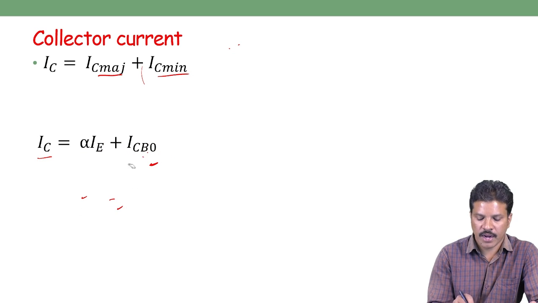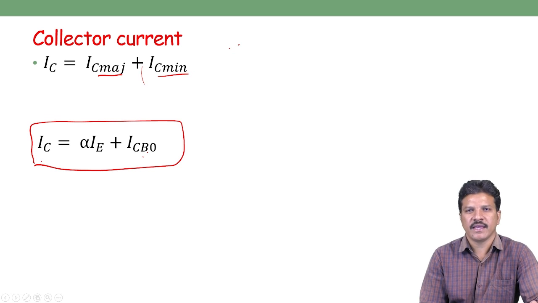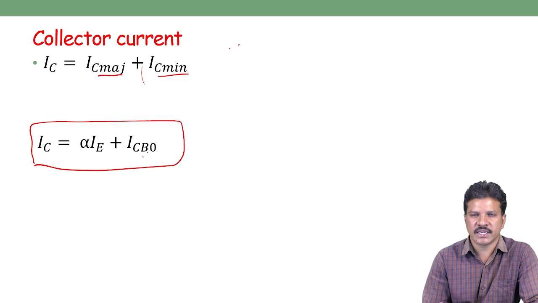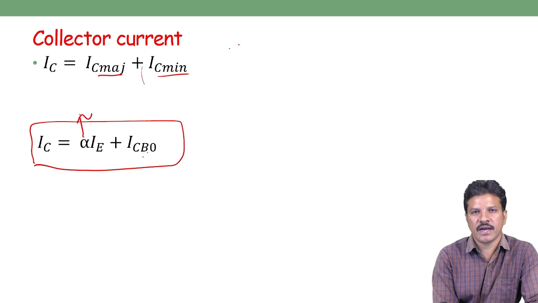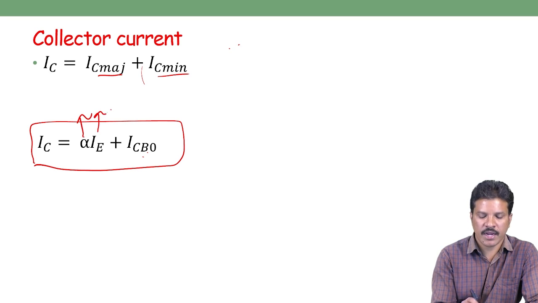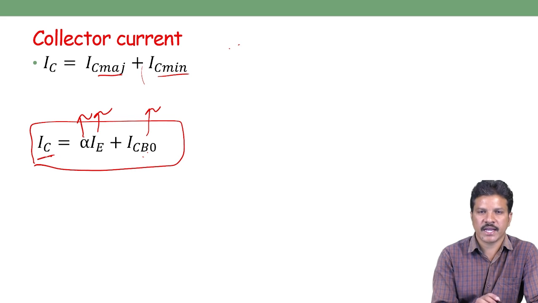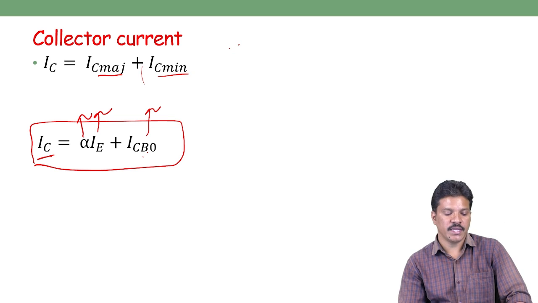This is the collector current, the most important formula for measuring the collector current in the common base configuration. They have given this type of problem: the common base current gain alpha and emitter current in some milliampere, and the reverse saturation current, or collector to base current when the emitter is open, is some microampere. Then what is the collector current? Okay, so that is how we can measure the collector current.